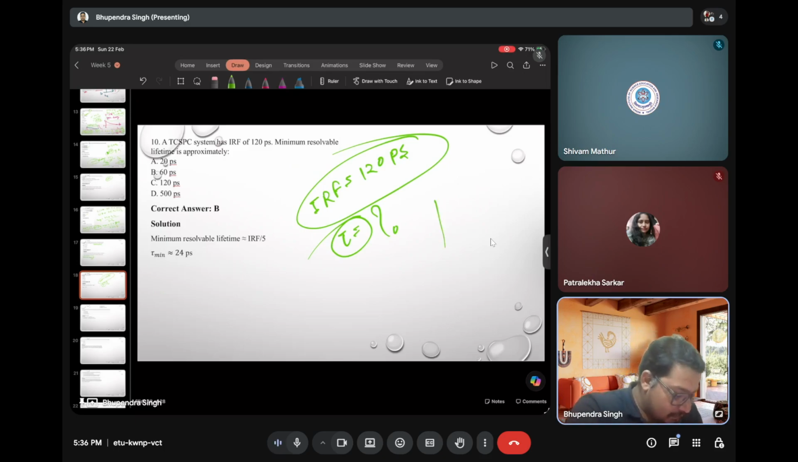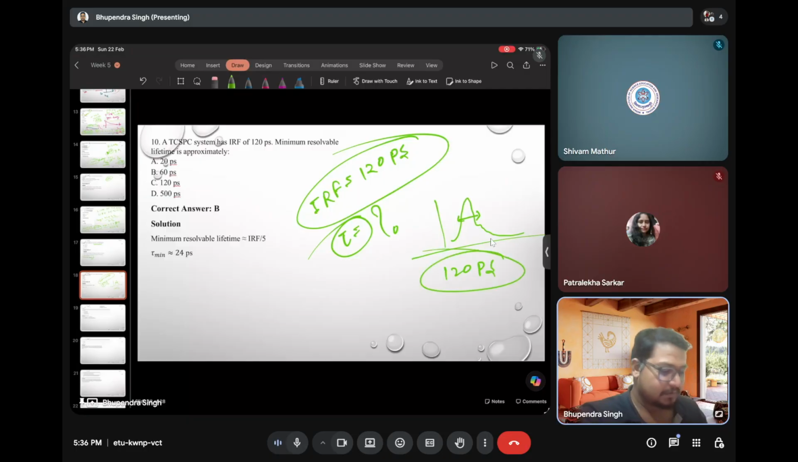Anyway, let's say your IRF looks something like this. If you take the data, your IRF somehow looks like this. So how do you calculate it? You fit the IRF by a Gaussian and take the full width at half maximum. Basically, this is kind of the full window. The full width at half maximum is 120 picosecond.